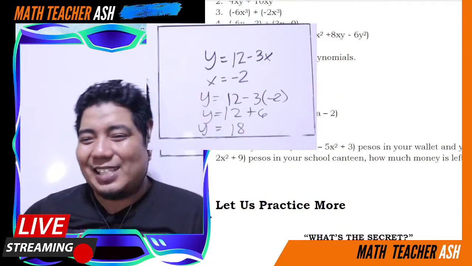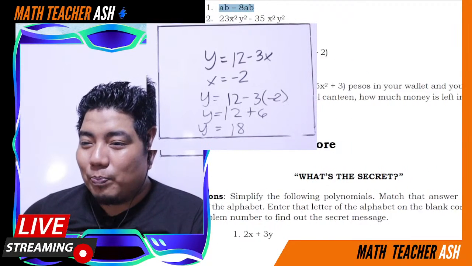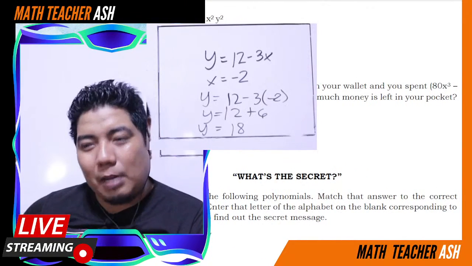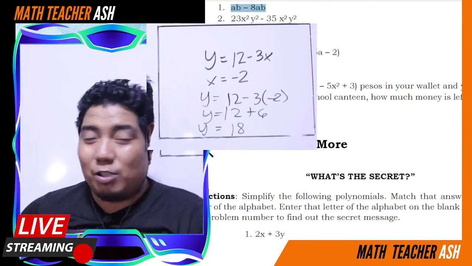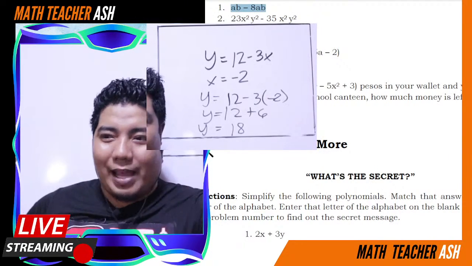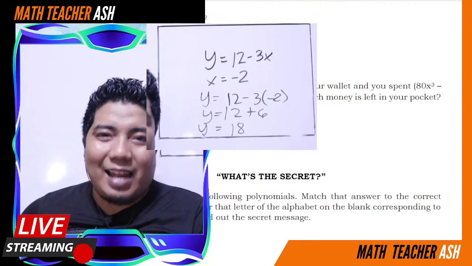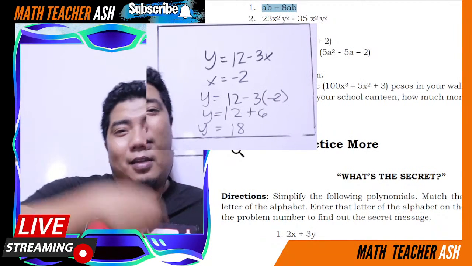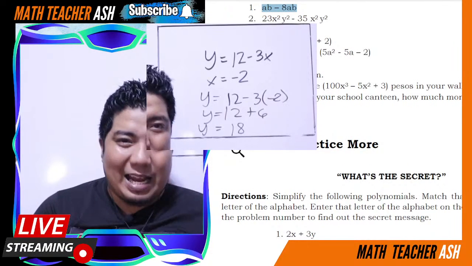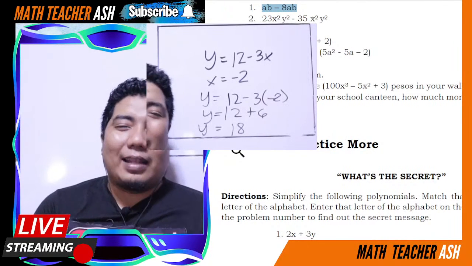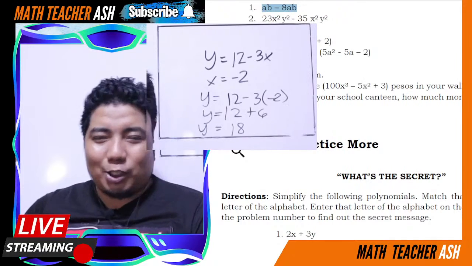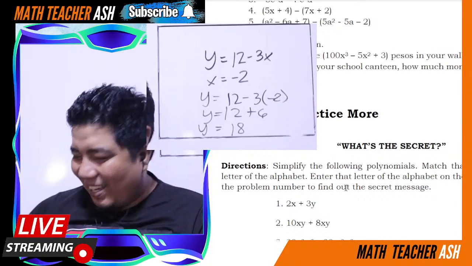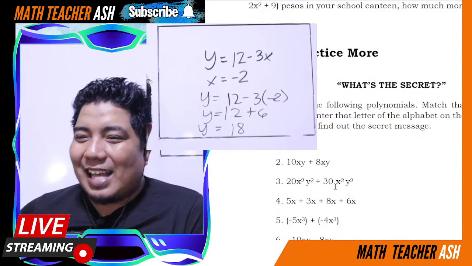So I hope you can answer that one. So we have here, if you solve the problem, if you have 100x cubed minus 5x squared plus 3 pesos in your wallet, and you spend. So meron kang pera, you spend. Okay, so how much money is left? Okay, so of course, concept of this one, may pera ka, ginastos mo, ilan ang natira? So, anong operation yon? That is very good. Subtraction, my dear math learners. So, isa-subtract mo lang itong dalawang given. Alright! Okay. So, let us practice more.